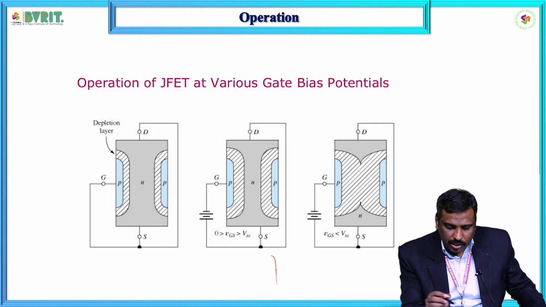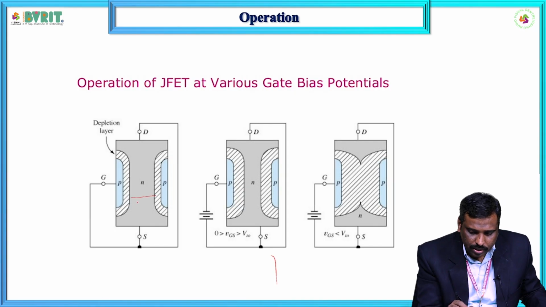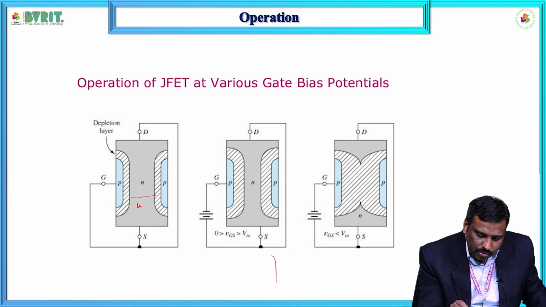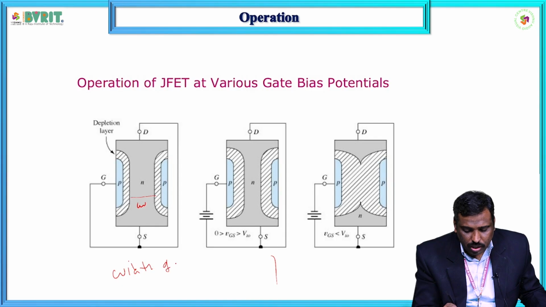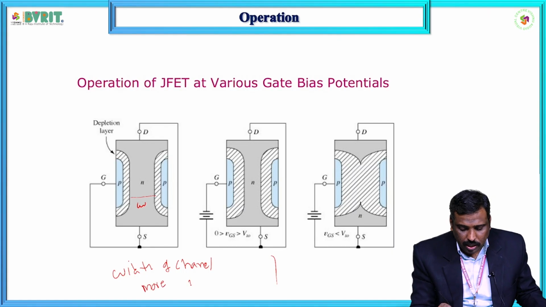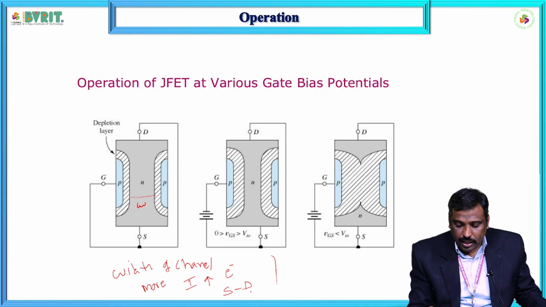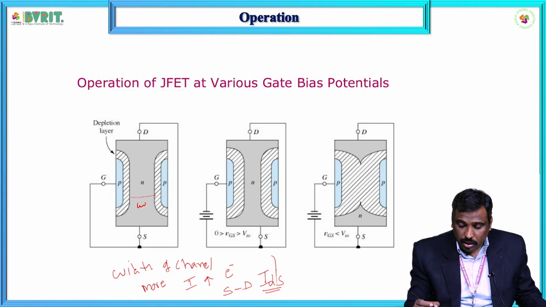Because if you see this, there is a channel between the source and drain. This is called the width of the channel. If the channel width is more, then the current is more, as more electrons go from source to drain. Whenever the electrons move from source to drain, the current flows from drain to source. That current we call the drain to source current.